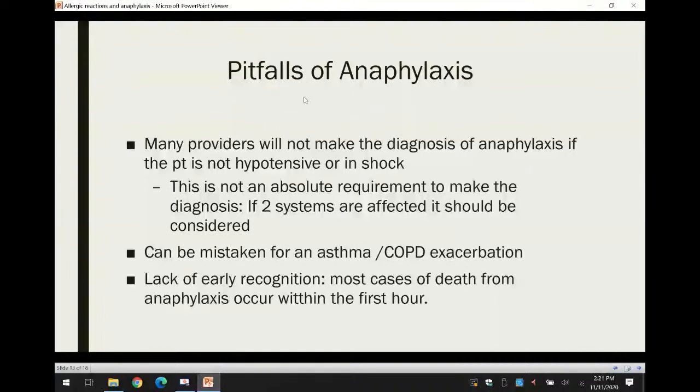Like I said, within the first hour is the most critical for the vast majority of these patients, as the highest mortality rates are within the first hour. Up to 25% of patients that have an allergic reaction within the first hour can have a 25% mortality rate if it goes undiagnosed.